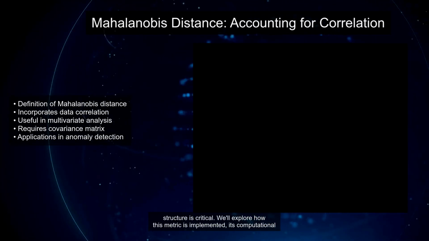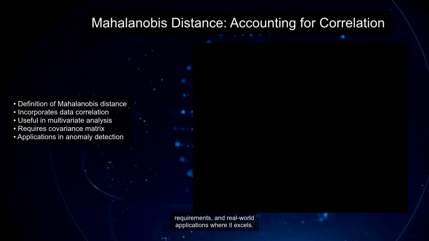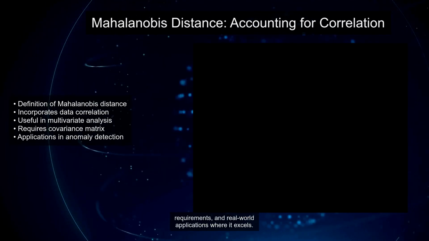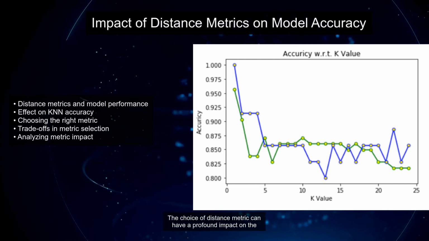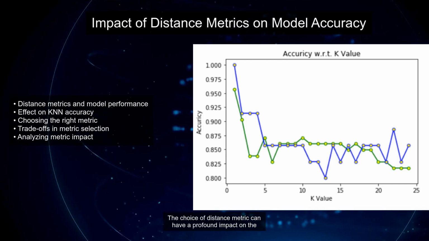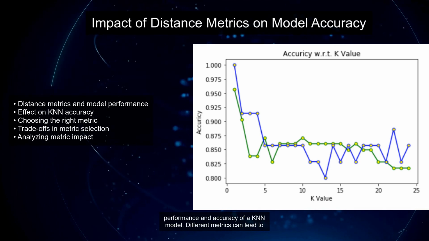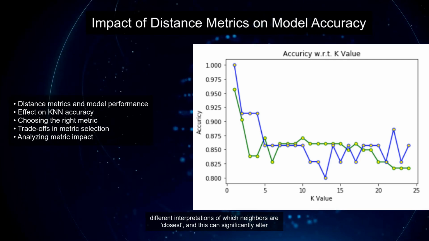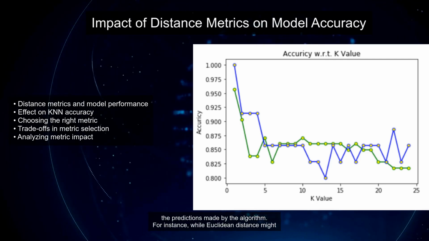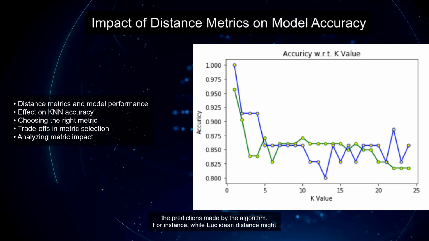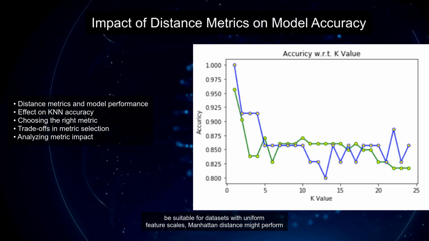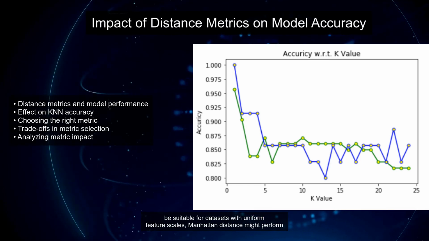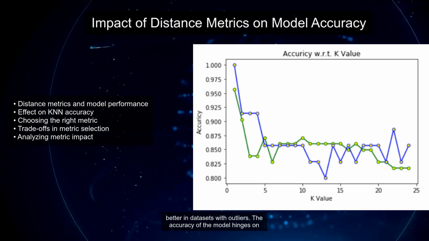We'll explore how this metric is implemented, its computational requirements, and real-world applications where it excels. The choice of distance metric can have a profound impact on the performance and accuracy of a KNN model. Different metrics can lead to different interpretations of which neighbors are closest, and this can significantly alter the predictions made by the algorithm. For instance, while Euclidean distance might be suitable for datasets with uniform feature scales, Manhattan distance might perform better in datasets with outliers.